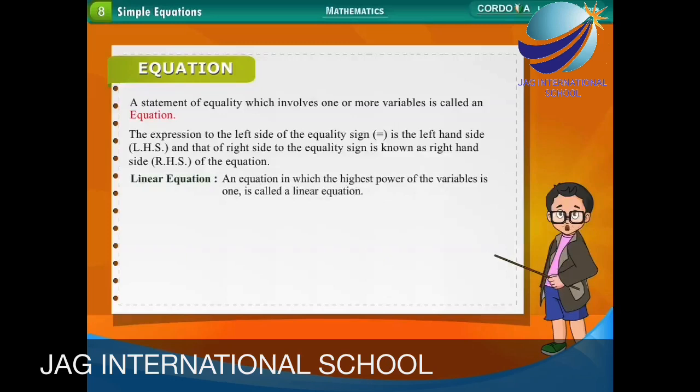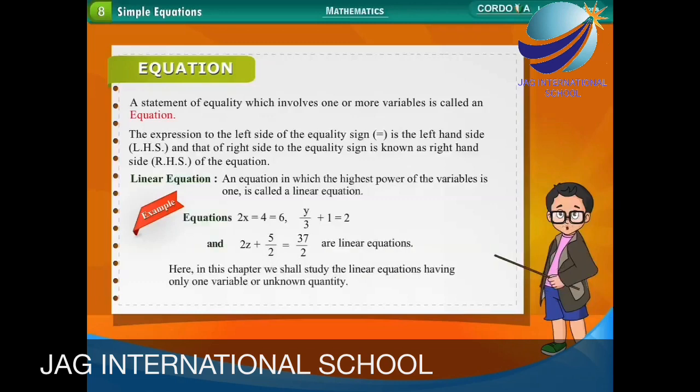Linear equation. An equation in which the highest power of the variables is 1 is called a linear equation. For example, the equations 2x plus 4 is equal to 6, y upon 3 plus 1 is equal to 2, and 2z plus 5 upon 2 is equal to 37 upon 2 are linear equations. Here in this chapter, we shall study linear equations having only one variable or unknown quantity.